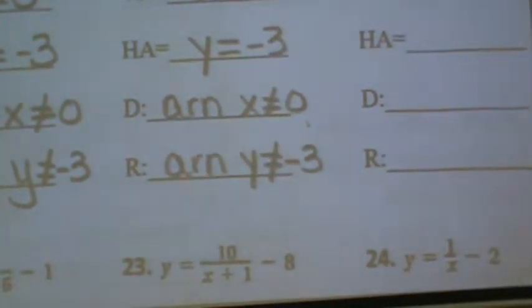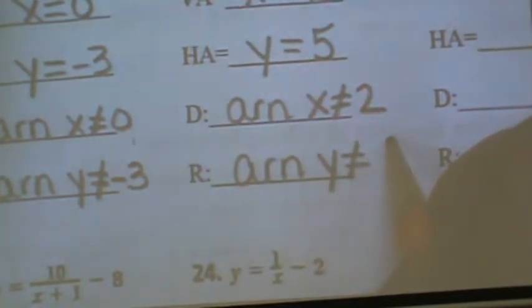Number 20. What's your vertical asymptote? X equals 2. What's your horizontal? Y equals 5. All real numbers, x can't be 2. All real numbers, y can't be 5. I want to hear you guys.